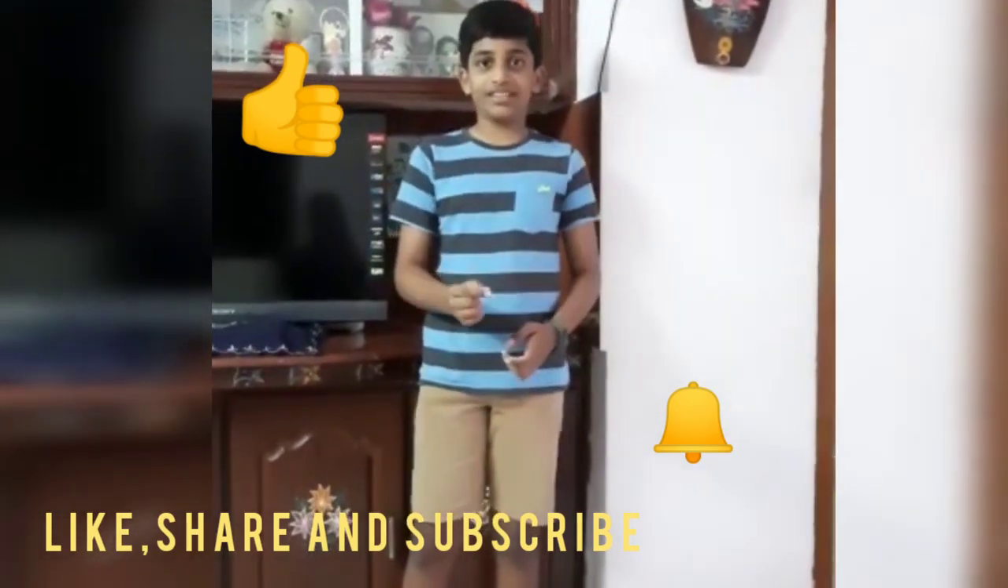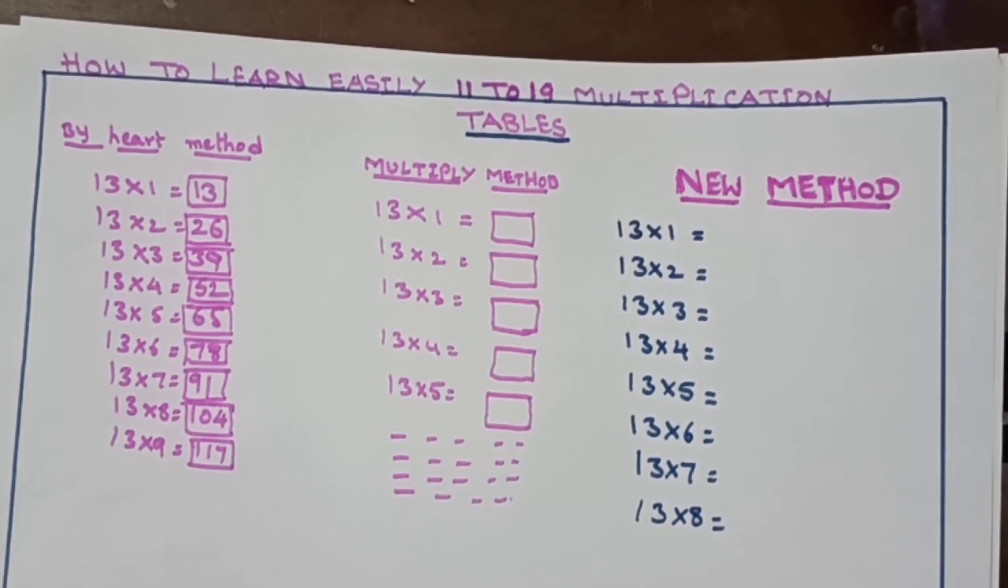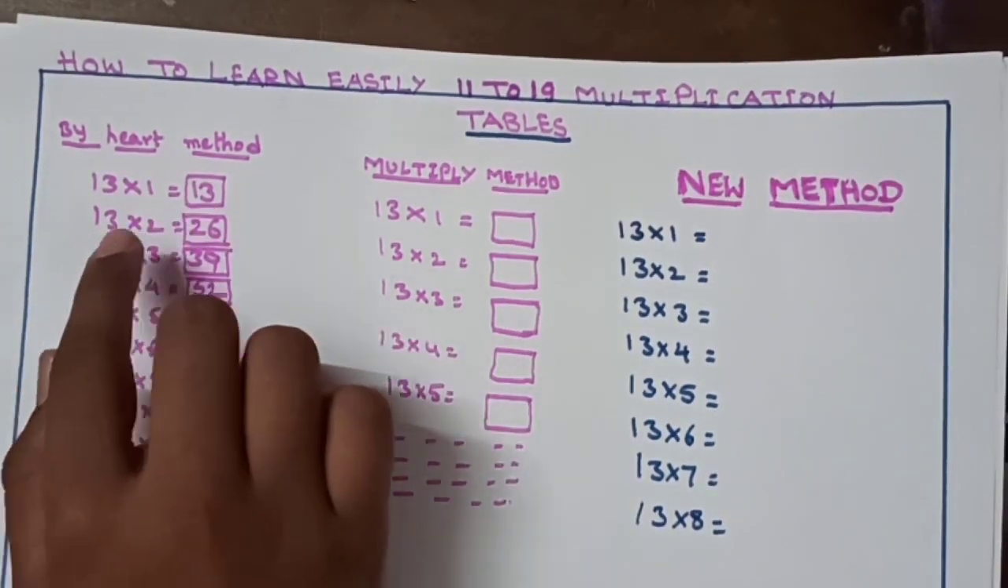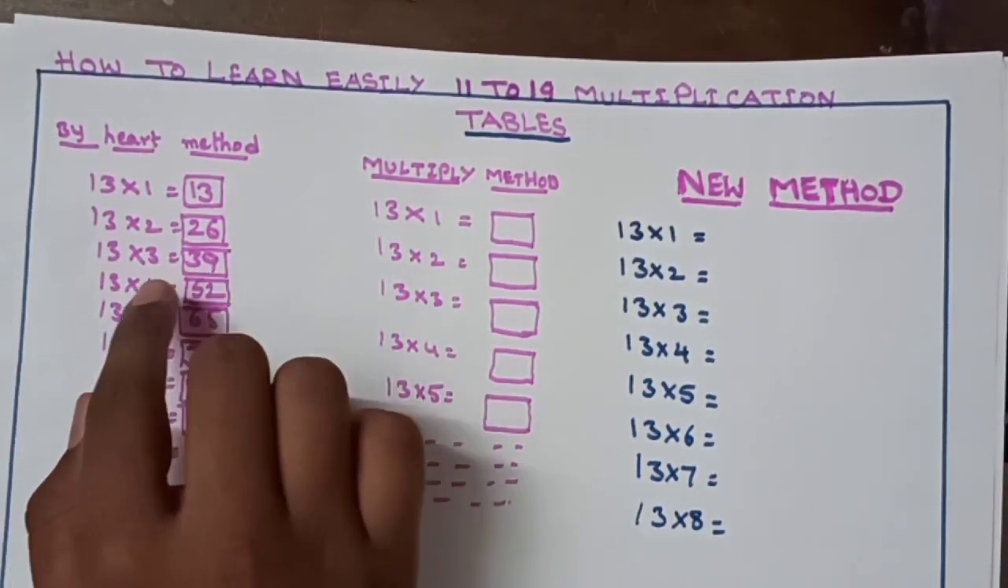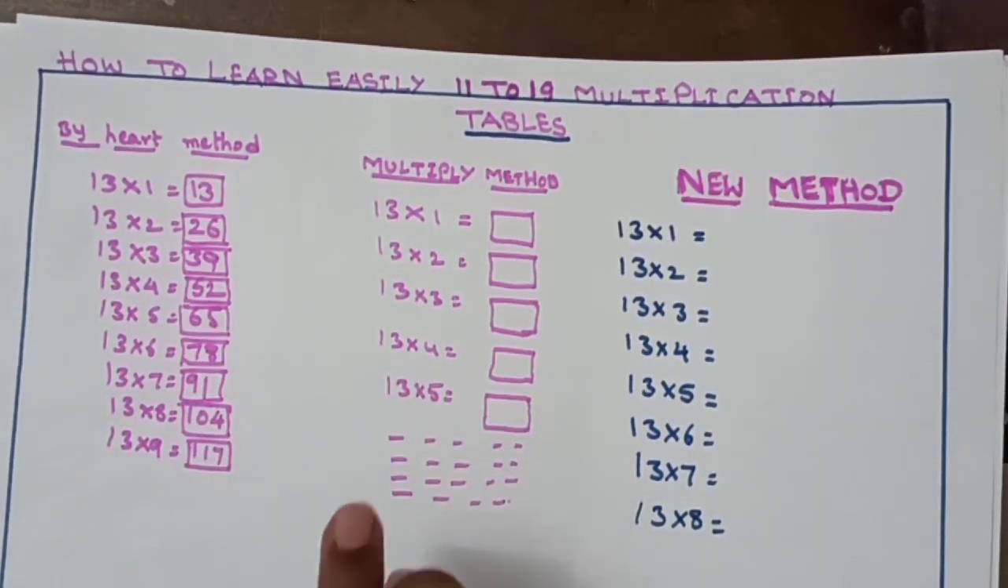So let's begin. I took the 13 table as an example. In the by-heart method, 13 ones are 13, 13 twos are 26, 13 threes are 39, 13 fours are 52, and 13 fives are 65, and so on.